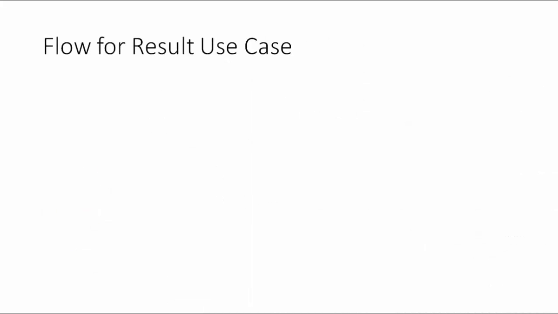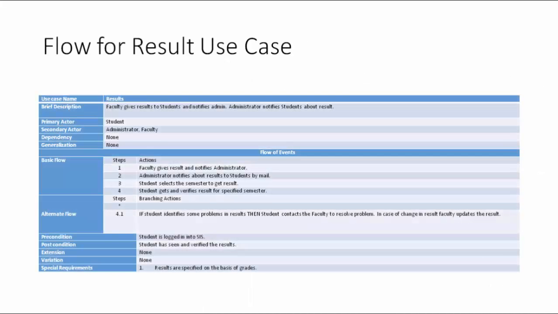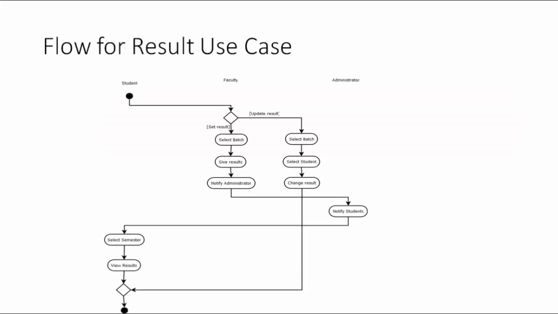Next is flow for result use case. Faculty will give the result and will notify the administrator. Now the administrator notifies the result to the students by mail. The student selects the semester and will get the results. The student gets and verifies the result for the specified semester.